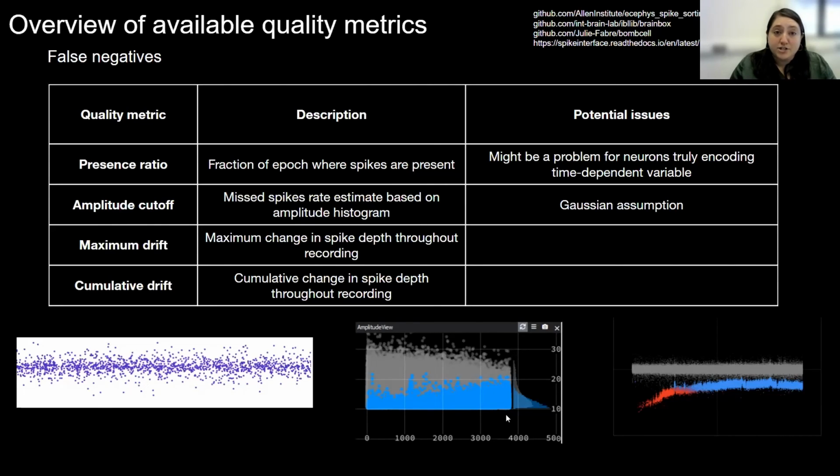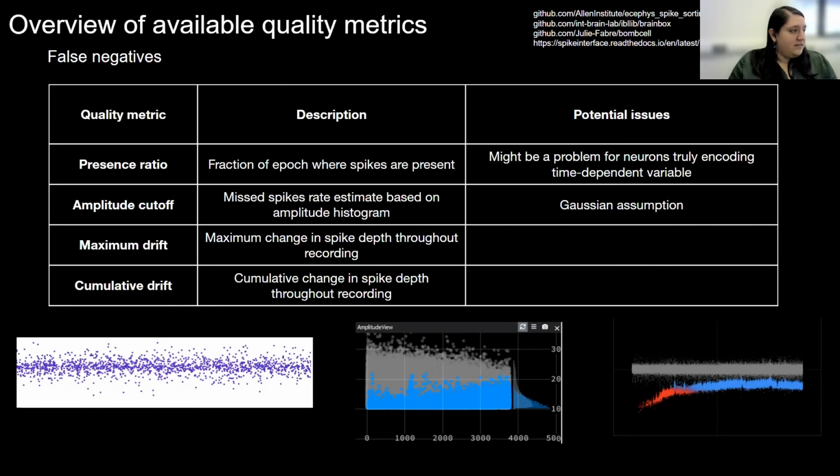And so you may not want to include this because you're not getting a full picture of all of the spikes of your neuron. One issue with this is that this specific missed spikes estimate that's typically implemented does have a Gaussian assumption on the actual distribution here. So there's one alternative that I'll share in the resources page at the end, but there are pros and cons to that.